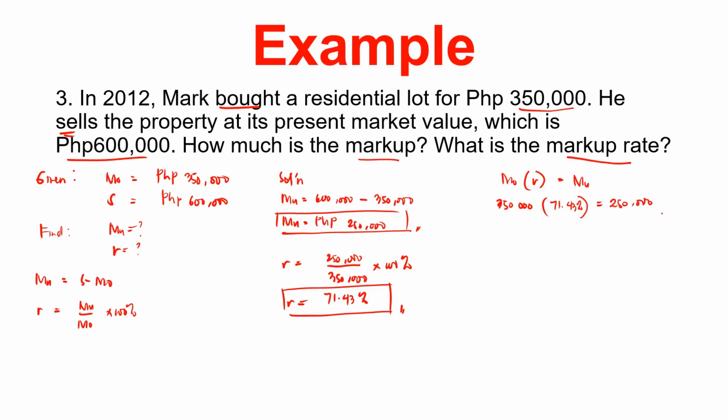Actually, ang lalabas dyan sa calcu nyo is 255,000. Ang lalabas dyan is ganito, class. Why? Because we rounded off. Ni-round off kasi natin yung rate. Okay? Pero kung hindi natin ni-round off yung rate, as is yun, kung ilang decimal point yun, class, exact ang lalabas. Okay?